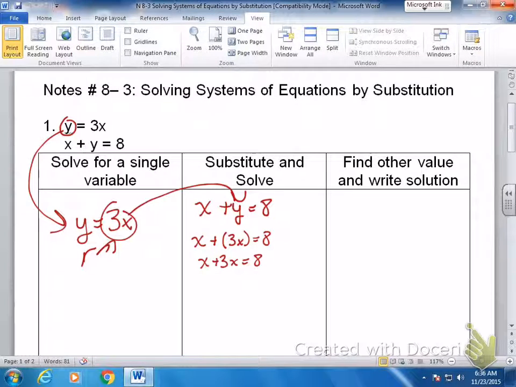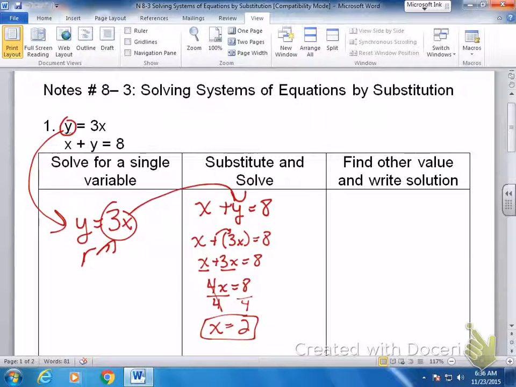Now, the reason I put in parentheses is because if this were a negative and it were more complex, we might need to distribute. Now, I can combine like terms because both of these have x's. So x plus 3x is 4x equals 8. Now I can divide both sides by 4. I get x equals 2. So now we know what x is.